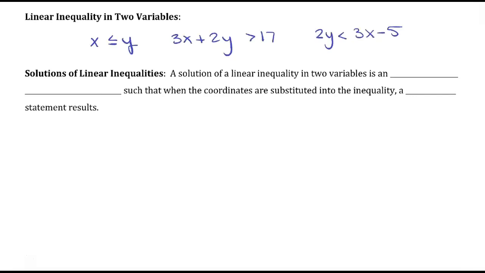Notice that these look very similar to the equations that we've been working with. We've just swapped out the equal sign for inequality symbols. A solution of a linear inequality in two variables is an ordered pair. We often write it as (x, y), such that when the coordinates are substituted into the inequality, a true statement results. This is almost identical to what we said for the solution to a linear equation. Let's take a look at some examples.